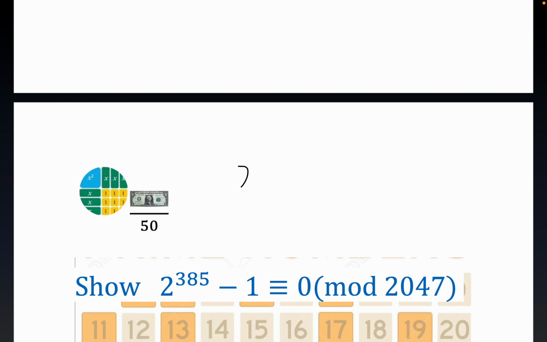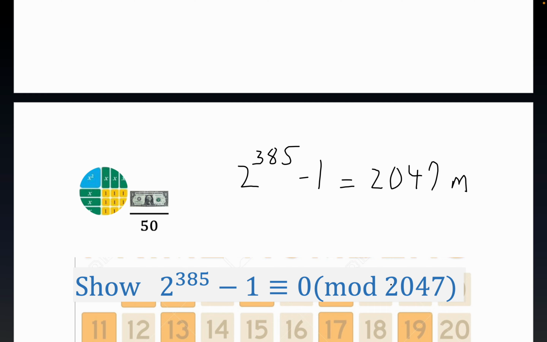Everybody, tonight we're trying to show this astronomically large number, 2 to the 385th power minus 1, is equal to a multiple of 2047. We'll write it like this. And that's exactly what this means right here, folks.